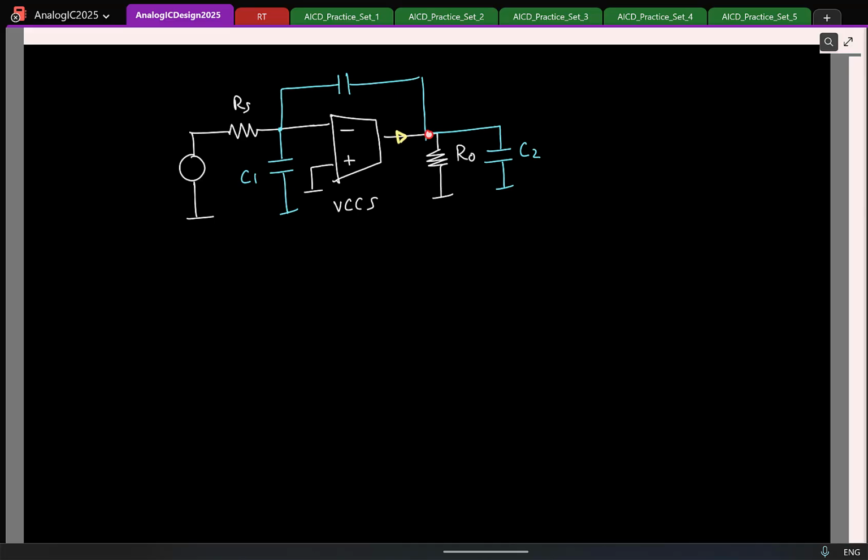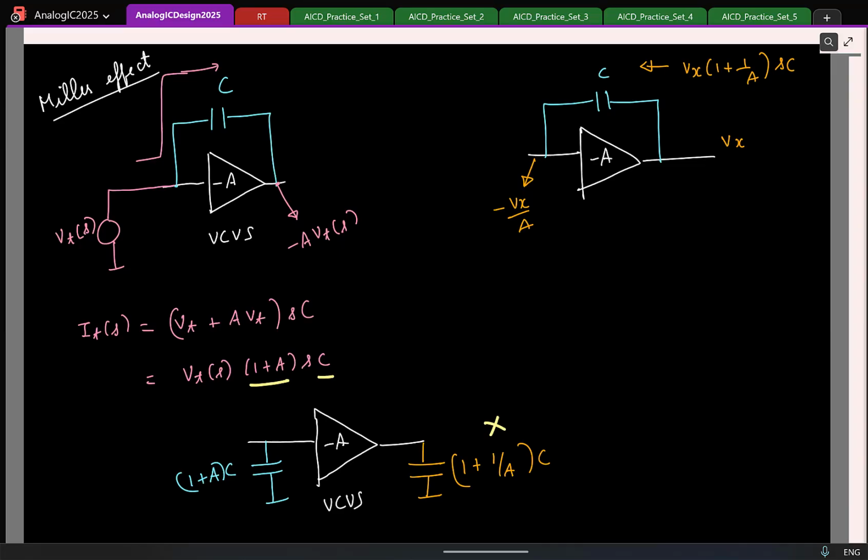So the voltage here will depend on the impedance connected at the output. I have a fixed current flowing, and this current has to flow through the effective load connected here, and that's what will generate the voltage, right? Now remember, if I were to use the Miller effect, I need to know the exact voltage gain from this node to this node. Now if this is a voltage controlled voltage source, that gain is constant, which is minus A across all frequencies.